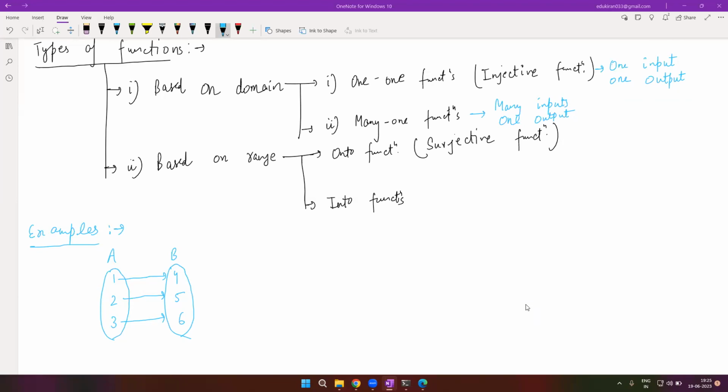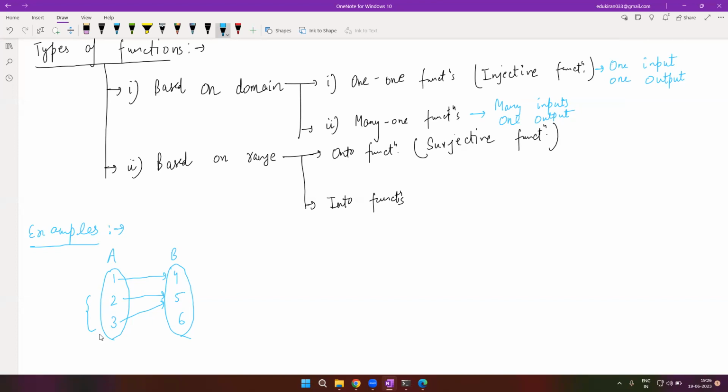So for example, in this case, 1 has only one output 4, 2 has only one output 5, 3 has only one output 6. Now let's say, in spite of this, our function is like this. So now 2 and 3 both have the same output 5. It can be considered as many inputs, basically two inputs and one output. So when two or more inputs have the same output, then the function is many-one.